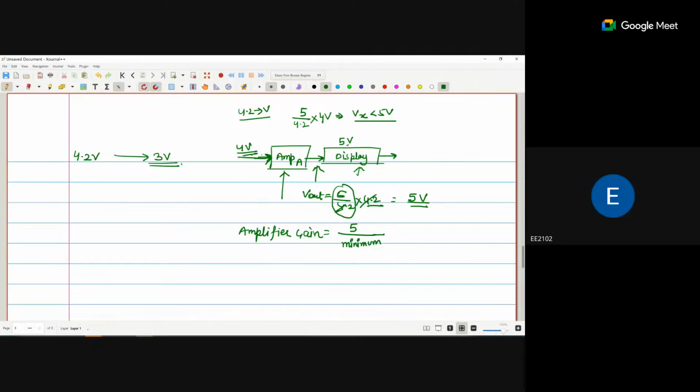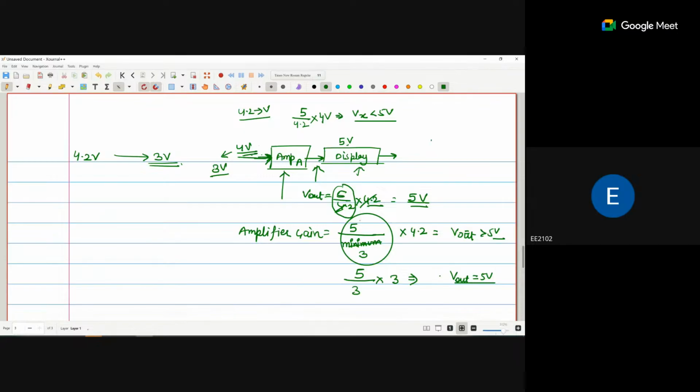5 divided by the minimum voltage. For example, my battery will go down to 3 volts, so my minimum voltage is 3. So this is my gain. If I am getting 4.2 volts, I am getting an output voltage V out that is higher than 5 volts. If I reduce my input voltage, my battery will be discharging and I will get 3 volts. In that situation, my V out will be equal to 5 volts.